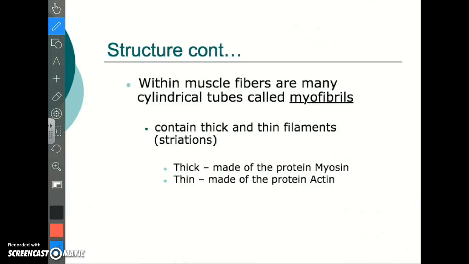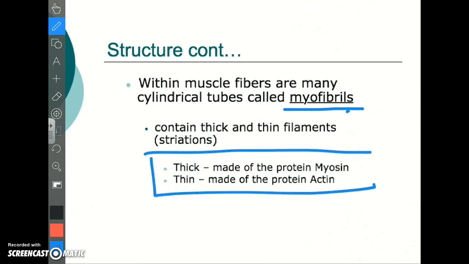Inside there you have tiny little what we call myofibrils. And myofibrils is where all the action takes place. That's where these guys are here, these myofibrils. Their job is to have the contractions take place. And the two magic pieces that allow this to happen are these two protein filaments, actin and myosin. Actin is a thin filament and myosin is a thick filament.